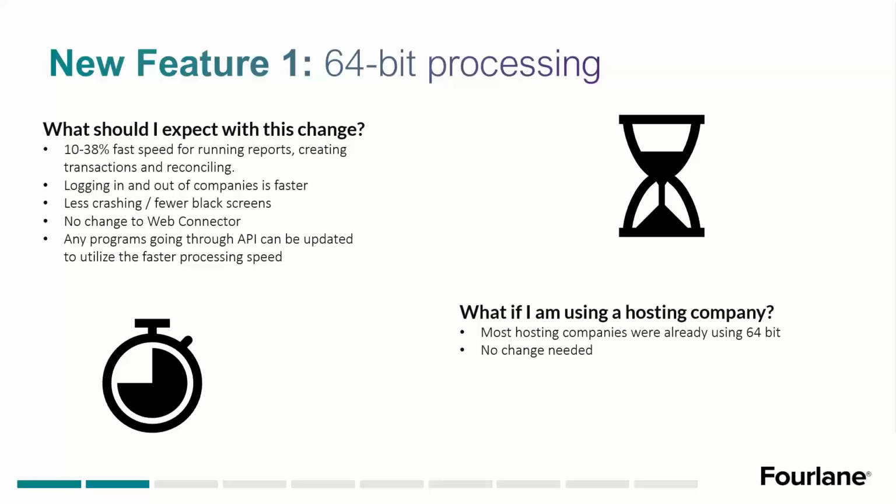We do custom application integrations all the time. Any programs going through the API can be updated to utilize the faster processing speeds. So for people who decide to bypass web connector and just go straight through the API into the software, their programs will be faster. So all of our custom applications that we've written for clients in the past, integration, custom reporting, whatever it is, custom applications on top of QuickBooks, these are all being changed to be faster to take advantage of the 64-bit. Okay.